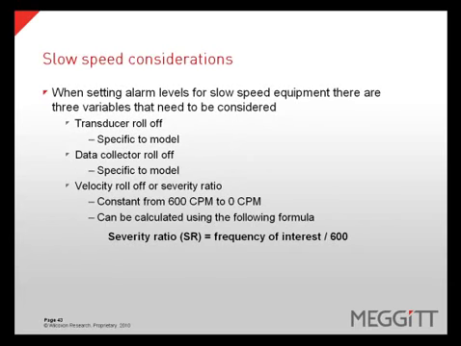When dealing with slow speed equipment, there are often special considerations that are needed to ensure accurate alarming. This generally applies to machines where the frequency of interest will be below 600 CPM. There are three factors we need to consider: transducer roll-off, data collector roll-off, and velocity roll-off, if the measurement is in velocity. The transducer and data collector roll-off you will need to get from the manufacturer of your particular make and model. The velocity roll-off can be calculated. I call it a severity ratio, and it is calculated by taking the frequency of interest and dividing it by 600.